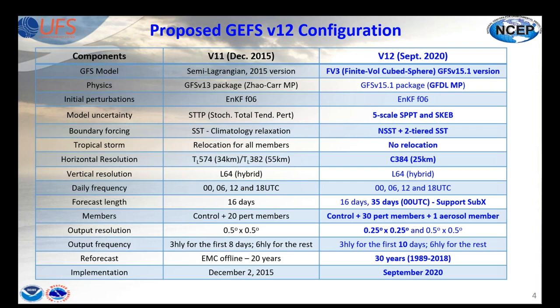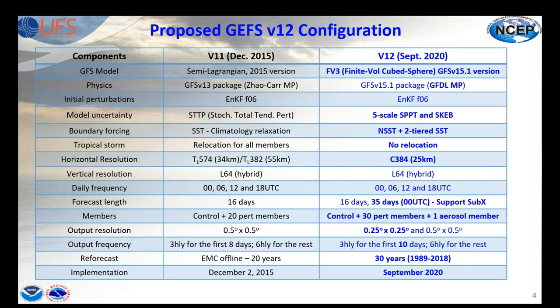The horizontal resolution for the GEFS V12 has increased from about 34 kilometers in the current system to 25 kilometers, and it will stay 25 kilometers throughout the forecast length up to 35 days. The vertical resolution is same as the GFS, 64 levels. And it runs four cycles a day, 16 days for all four cycles. And at every 0Z, we provide 35-day forecasts. That is the sub-seasonal forecast range.